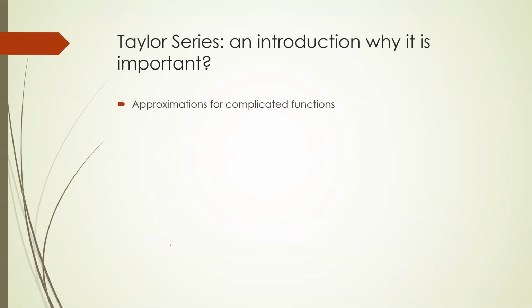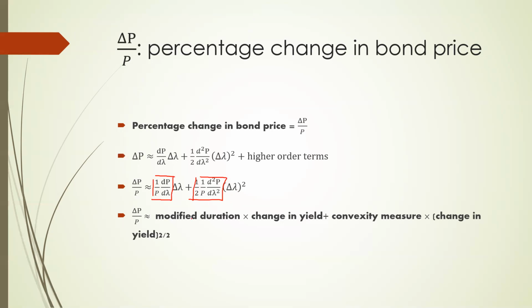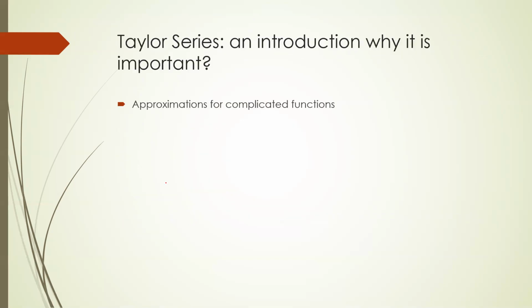So basically that is a revisit of bond convexity, and of why Taylor series is so important. This is because it gives approximations for complicated functions, like the bond price, which is very complicated. So that's why, when we want to do approximations, we use Taylor expansion and focus on the first two terms. Okay, that's basically my video.